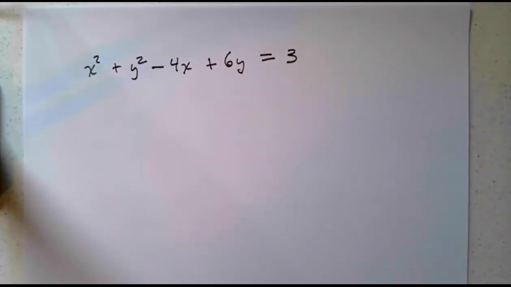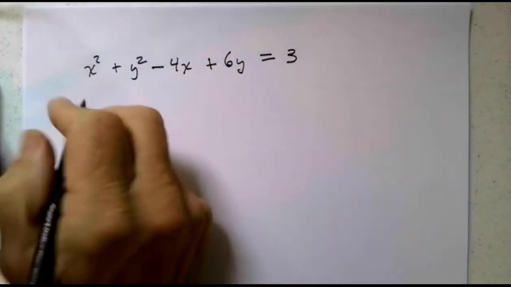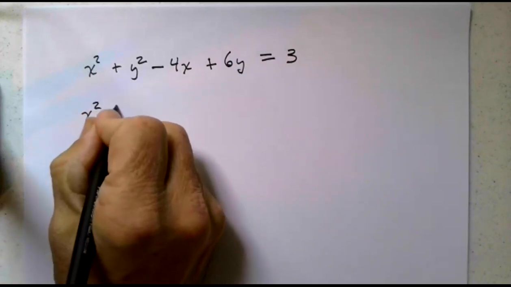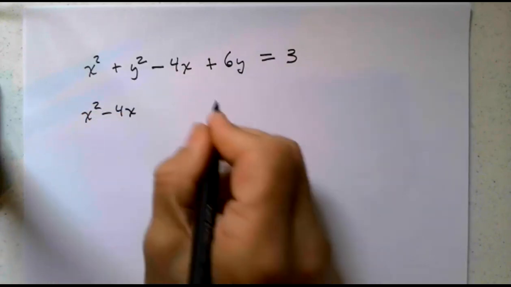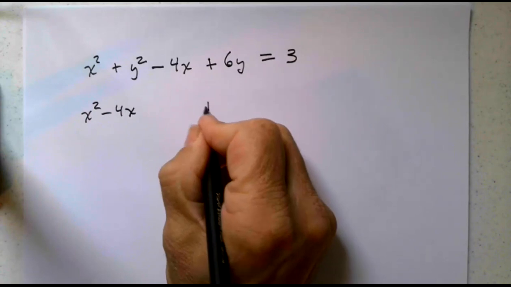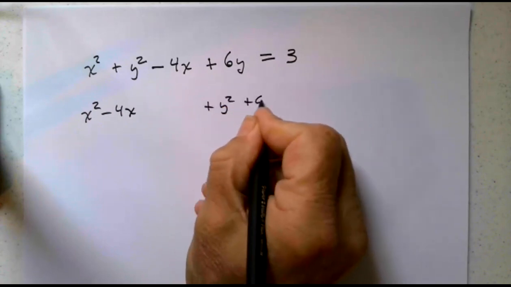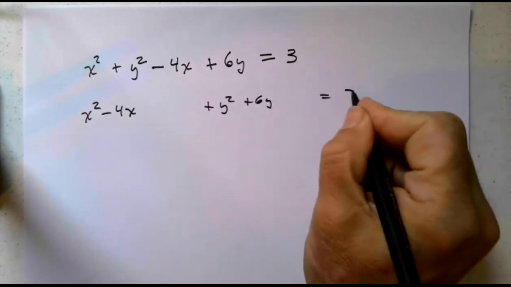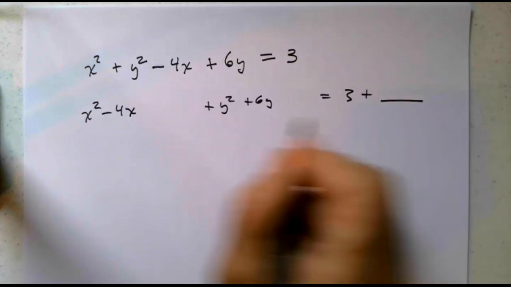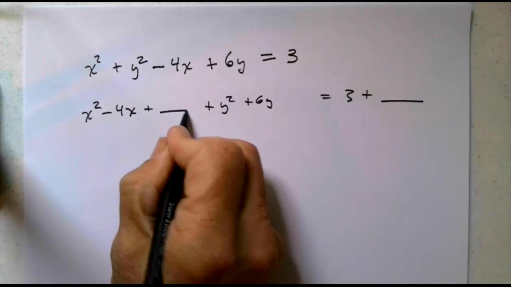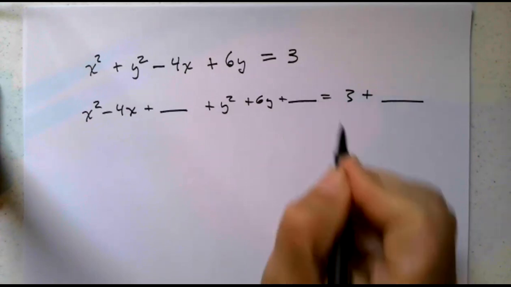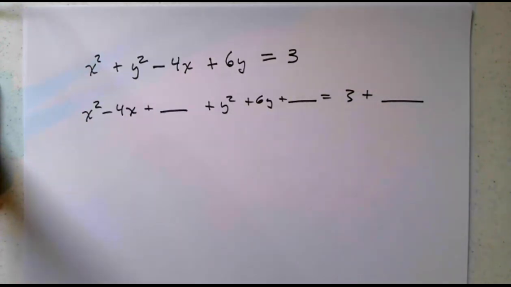How are we going to do this? Well, we have to get it in the format that we looked at in our last problem. So let's put the x's together. X squared minus 4x. Let's put the y's together. Y squared plus 6y is going to equal 3 plus something. Now, what I need to do is I need to complete the square on both of these.